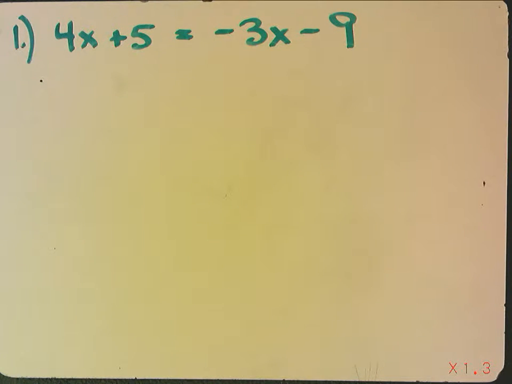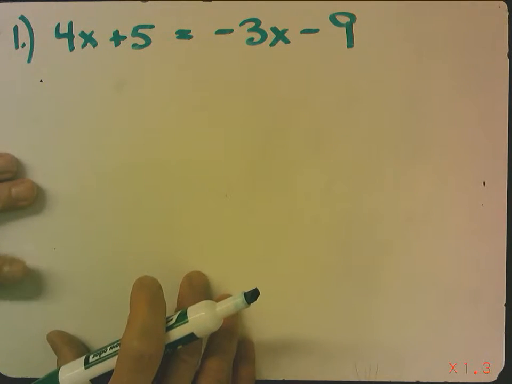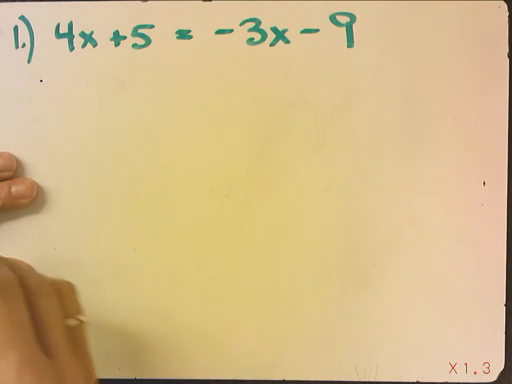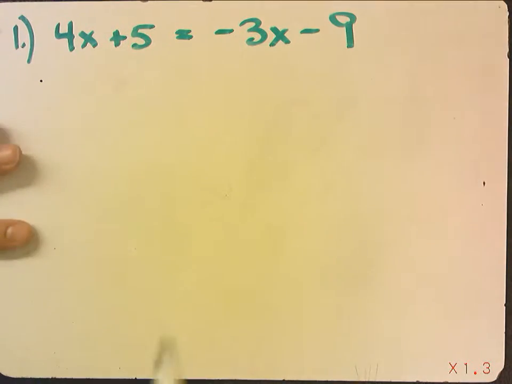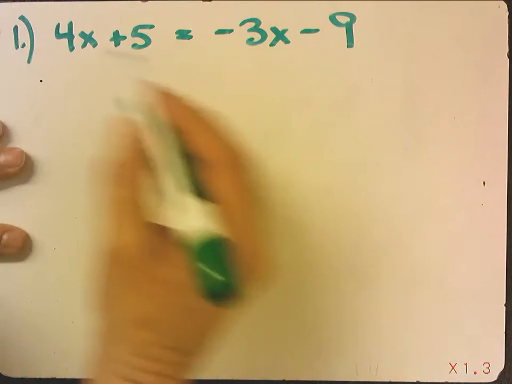Okay, so I'm going to show you how to solve the problems on the summative review. These are great problems to go over to do well on the Chapter 3 test. Now here, I have an equation with variables on both sides. So I want to get my variable on one side.